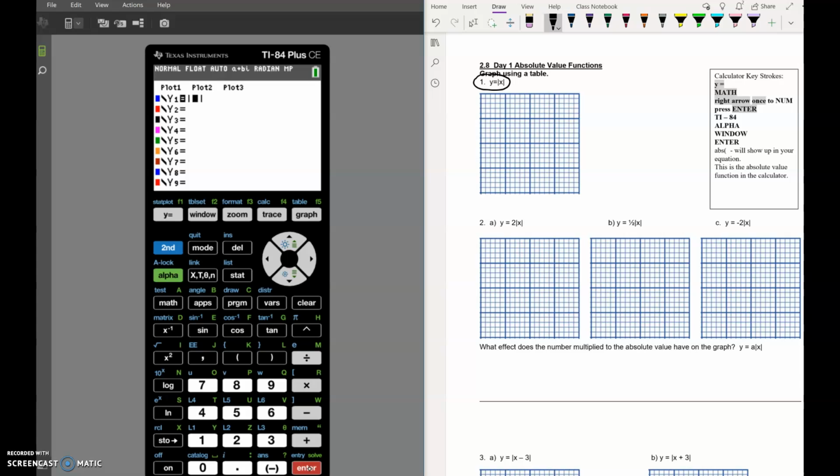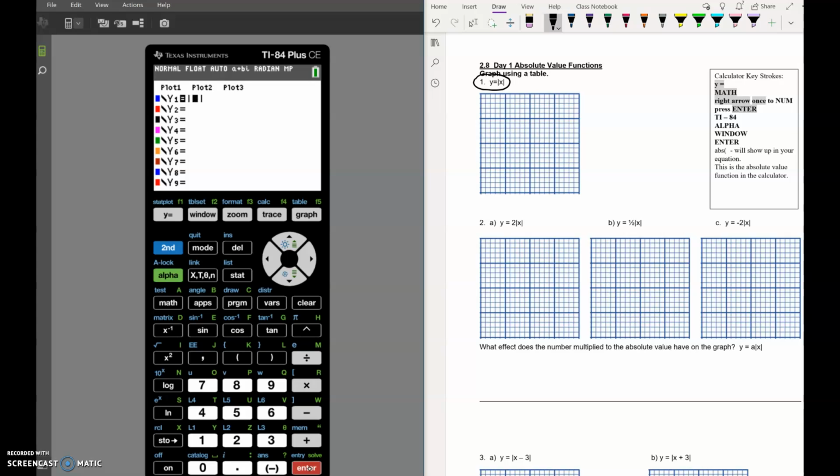If you have a newer calculator, it will pull up the vertical bars and you'll have a spot to stick whatever you need to stick in there. If you have an older version of this calculator, it might say ABS parentheses, and you enter the stuff inside the absolute value bars inside those parentheses.